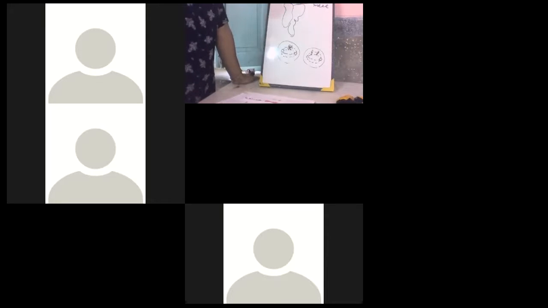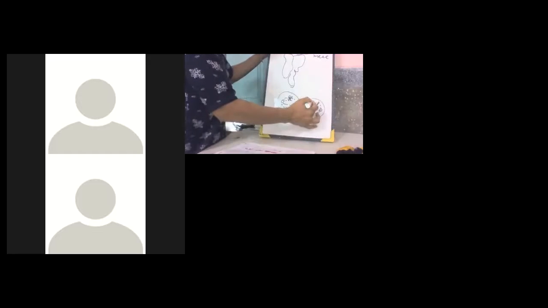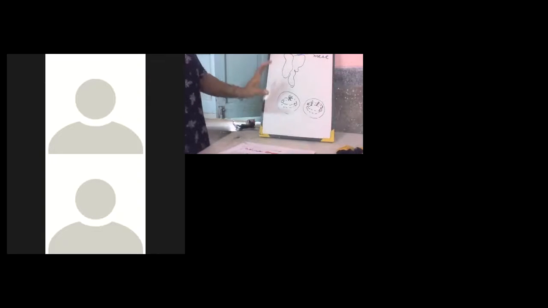The spindle fibers contract, the sister chromatids are separated at the centromere, and each is pulled away towards the two poles of the dividing cell. These are the two poles. This one will go this side and this one will go this side. After the completion of cell division, the chromatids decondense.